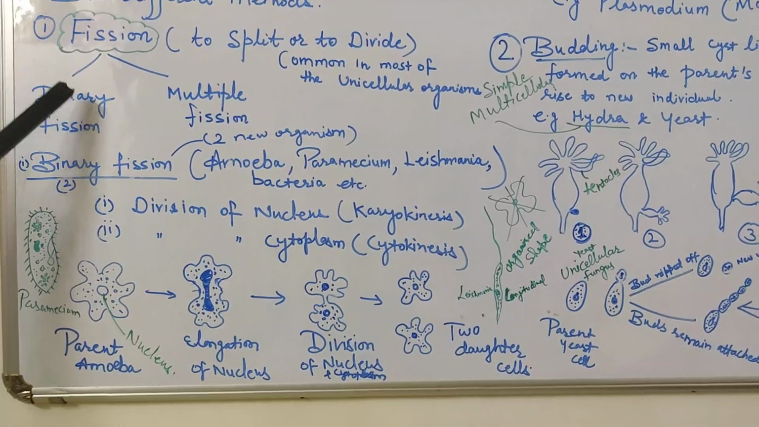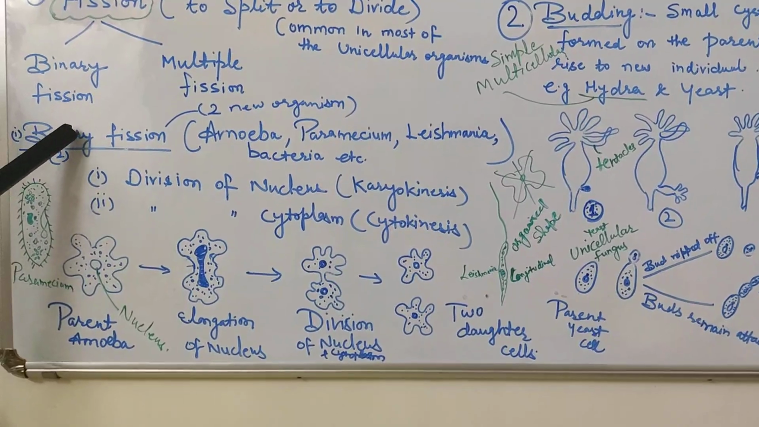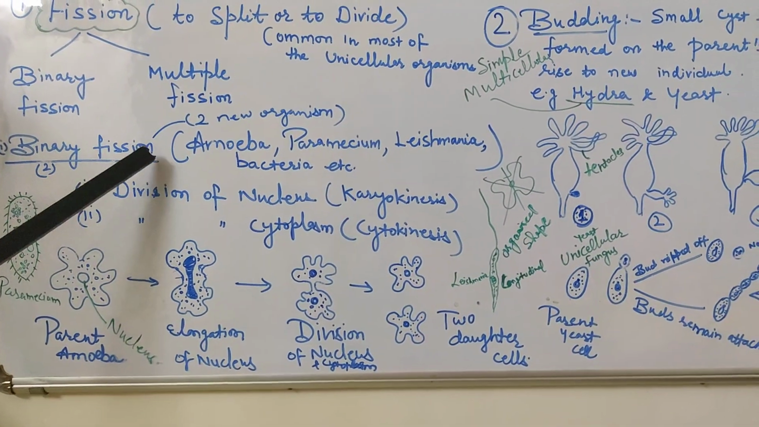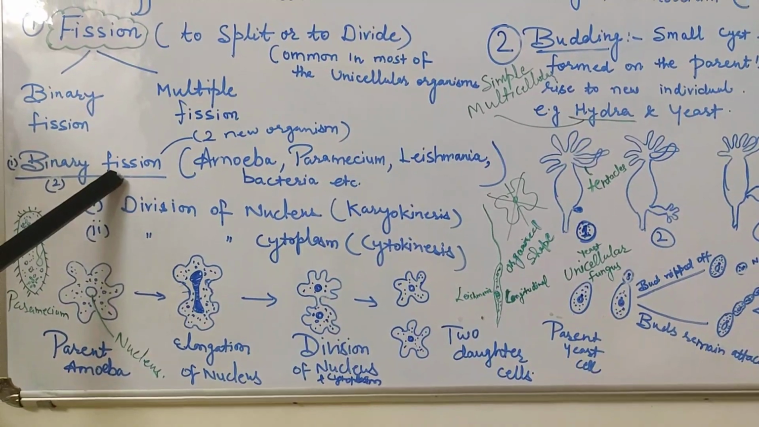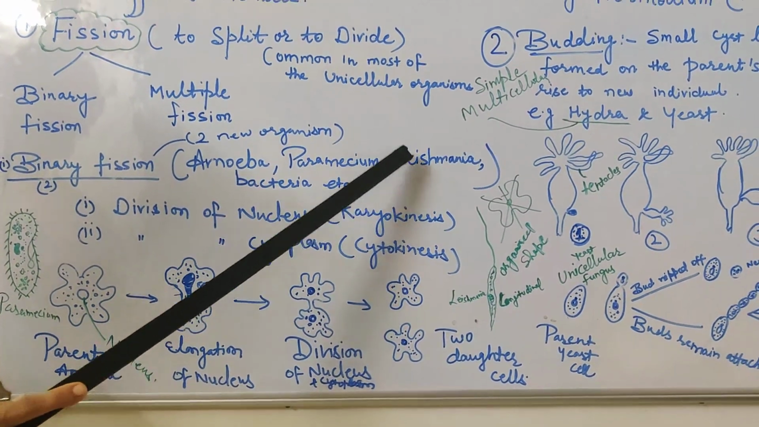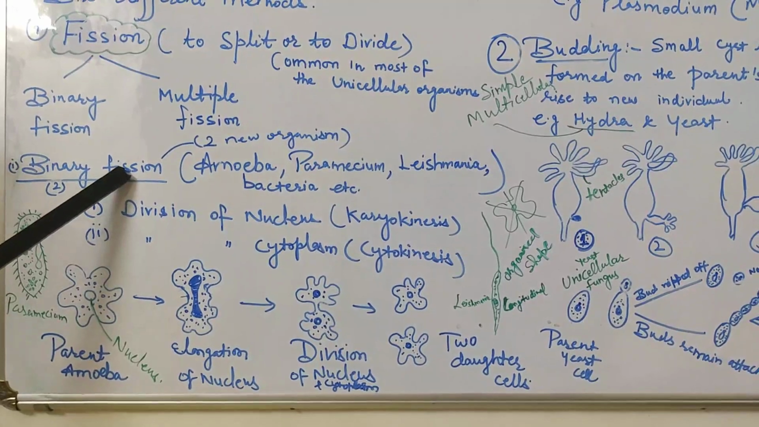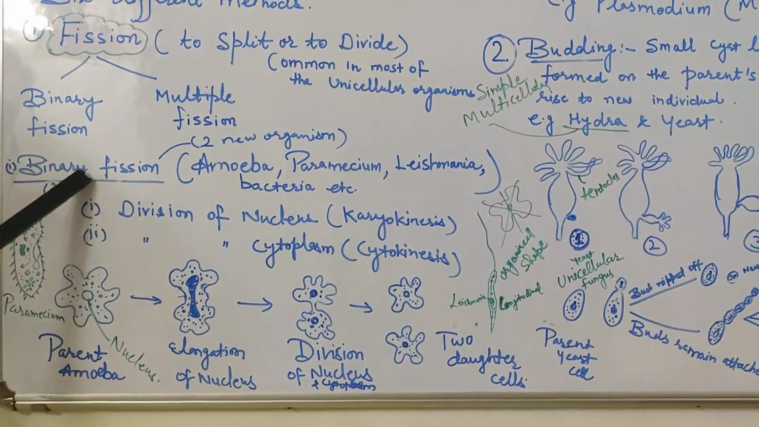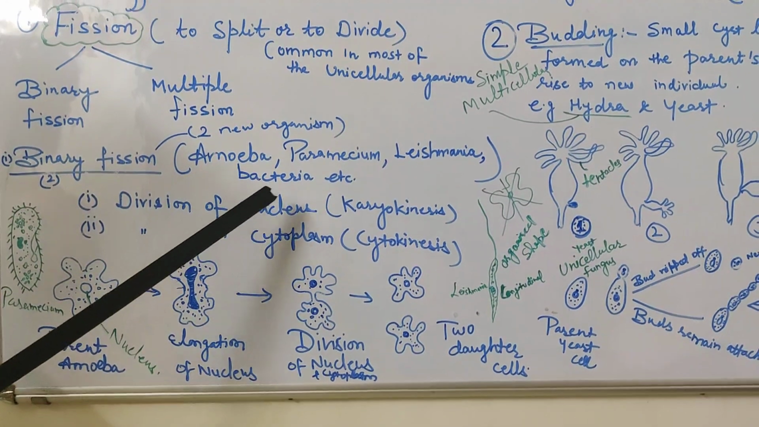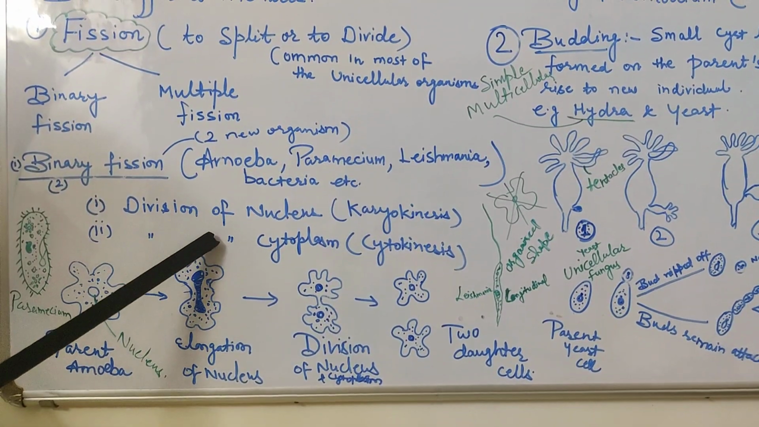Binary means 2. So in binary fission, the parent body forms 2 new individuals by splitting its body into 2 parts, and each part can grow into a new organism. So how many organisms do we get from one parent organism? That is 2. Binary fission examples are amoeba, paramecium, leishmania, bacteria. These all are unicellular organisms. Binary fission completes in 2 steps. As it is a unicellular organism, it's a cell. So inside the cell, first of all, there is division of the nucleus. That is called karyokinesis. And second, division of the nucleus is followed by division of the cytoplasm.